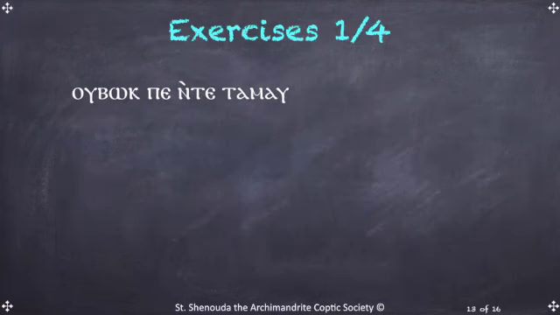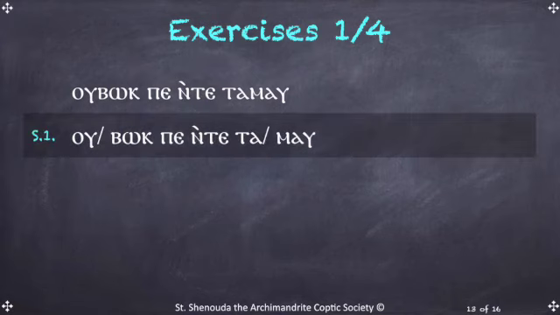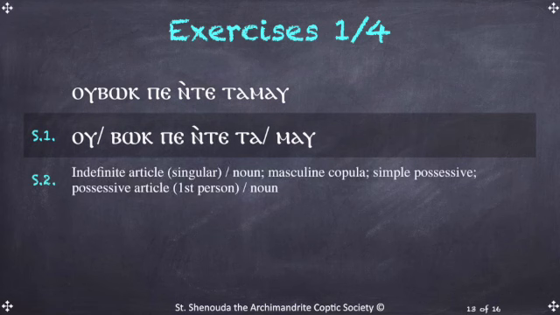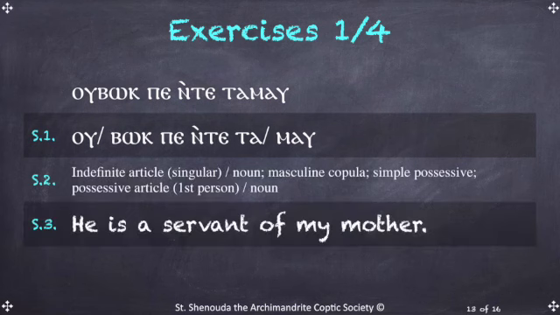So now we're gonna do some exercises. First one is uvok pe inte temel. Remember, step 1 is to break the sentence so that you can define all the elements. Step 2 is actually to define the elements. Step 3 is finally to translate the sentence. In this case, he is a servant of my mother.